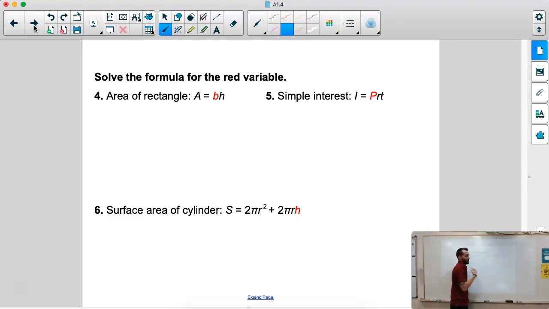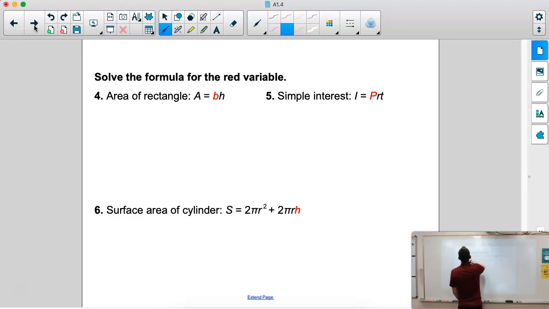Here's simple interest. If you don't know what that is, simple interest is if you have a certain amount of money and it says you're going to get like 10% back for a certain amount of time, you figure out how much interest you made. If I had $100 and every month I get 10% back, then after 1 month I got $10. After 2 months, now that's been 2 times, so now I have $20, and so on and so forth. Simple interest. But they're saying solve for P.